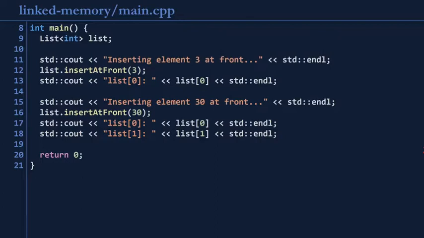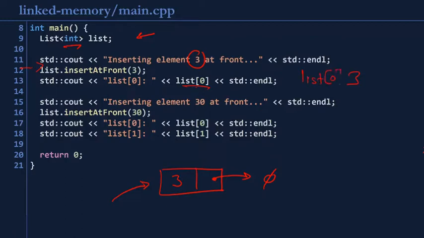So let's write a main function that actually sees how this list works. Here on line 9, we create a new list. This is a list of integers, and we're going to insert an element with data 3 at the front. So I'm going to have a list that's initially empty, and now on line 12, I'm going to insert up front. So I'm going to insert a new node that has the value of 3, and our next pointer points to null. And then we output what's at list of 0. So list of 0 contains data 3. So we expect list of 0 at this point to be equal to 3.